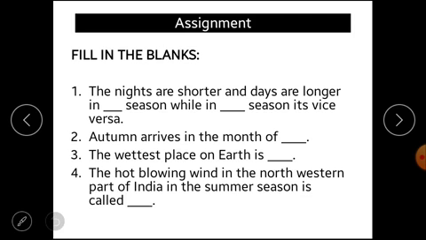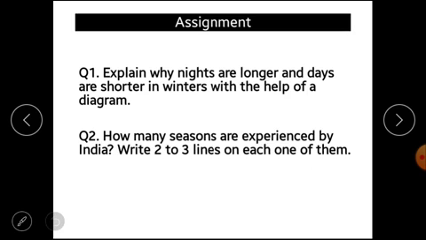Now your assignment, these are the blanks. You have to copy them in your notebook, and these questions. Explain why nights are longer and days are shorter in winters with the help of a diagram. I really hope you can do that. And how many seasons are experienced by India? Write 2 to 3 lines on each one of them. You have to write 2 to 3 lines maximum on each season that India experiences: the winter, summer, autumn and rainy. Thank you.